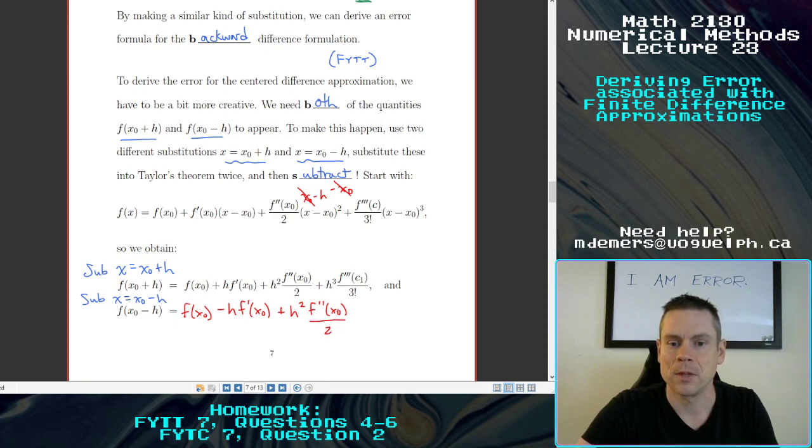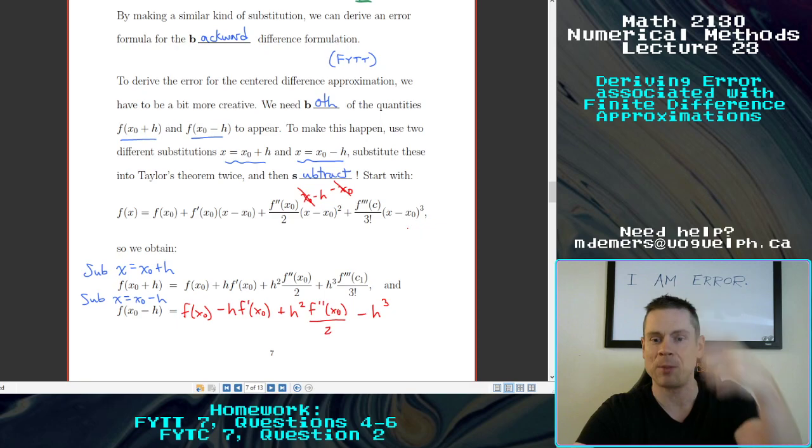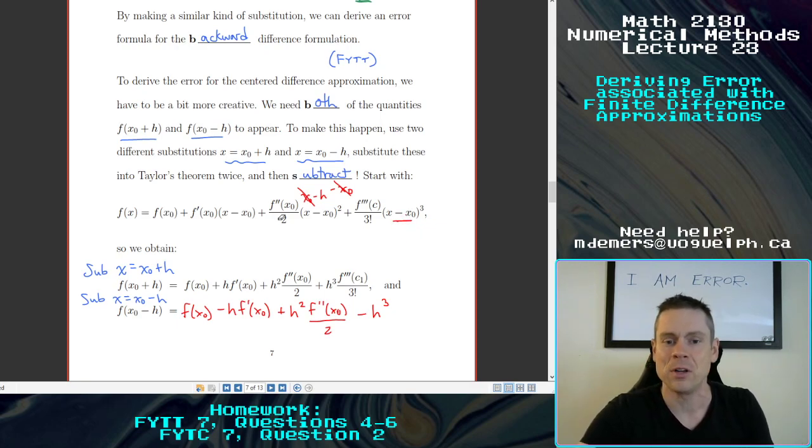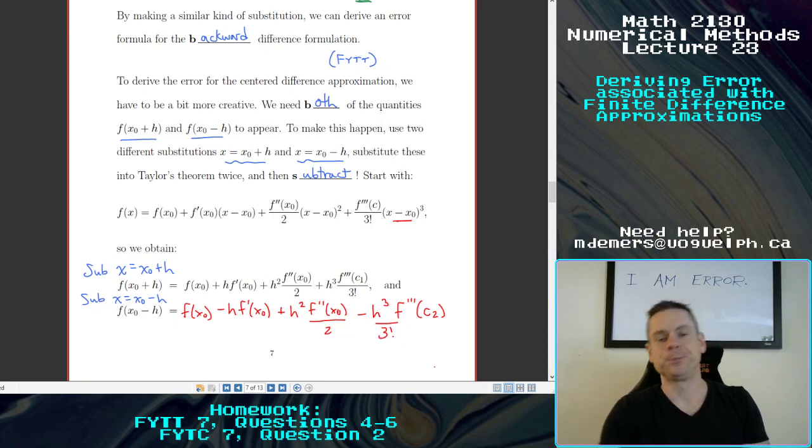And there's the error, and I'm going to write here minus h cubed. Same reason as before. If I were to sub that in here, I would get a minus that comes out. And I am going to write f triple prime at c2 over 3 factorial.